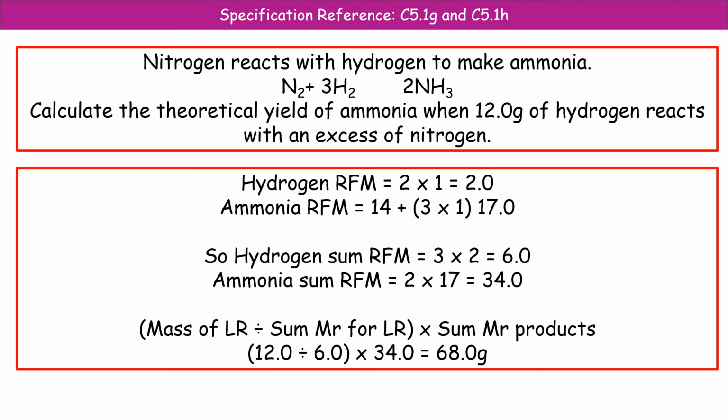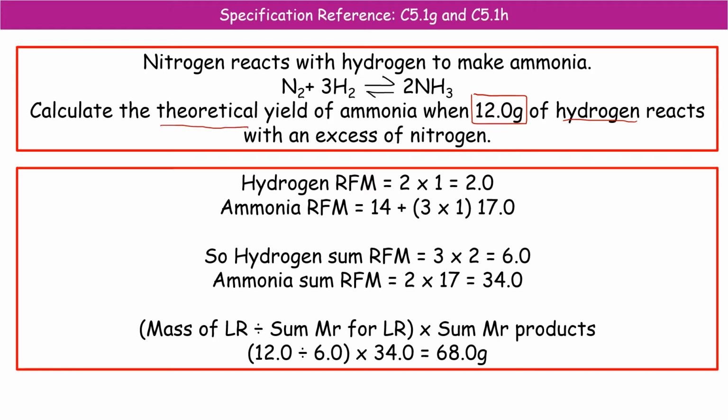So let's have a little look at an example question here then, shall we? Nitrogen reacts with hydrogen to make ammonia. So we've got N2, 3H2. Let's add our reversible reaction sign that's missing there to make ammonia. Calculate the theoretical yield of ammonia when 12 grams of hydrogen reacts with an excess of nitrogen. So we are told we have 12 grams of hydrogen, nitrogen is in excess, and we need to calculate the theoretical yield.